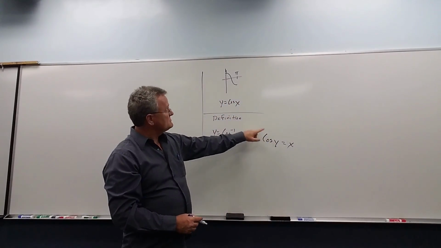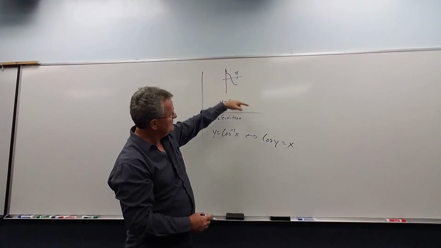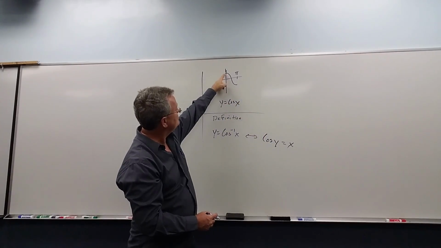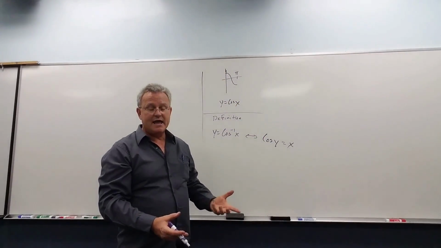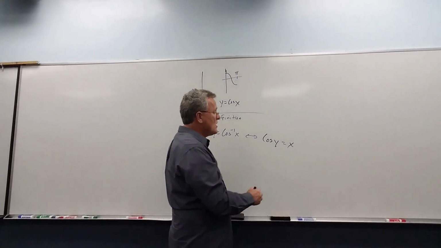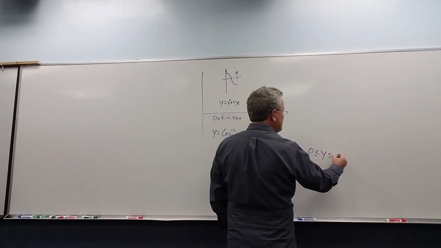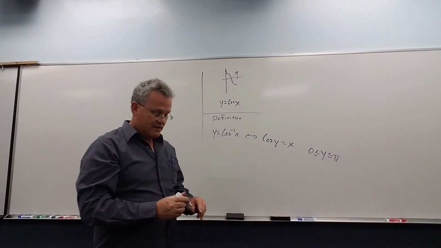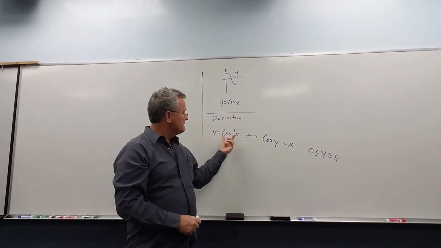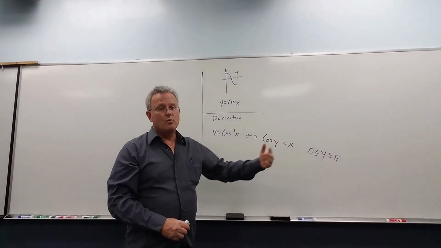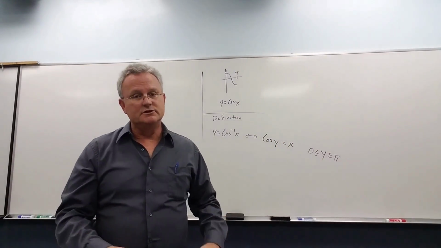Now when we take the cosine of y, as we see up here, the angle has to be between 0 and pi to preserve our 1 to 1-ness. So in this case, y has to be between 0 and pi, and that's why the restriction for inverse cosine, y has to be between 0 and pi.